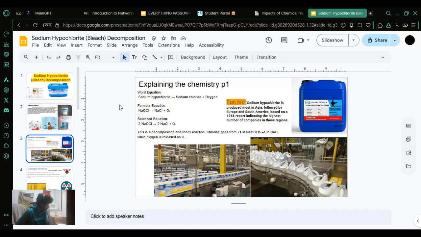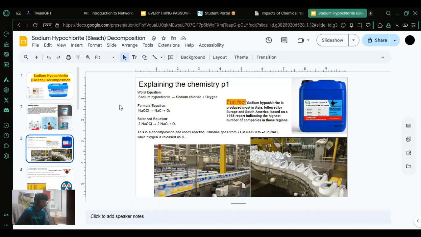In NaOCl, the oxidation states are Na plus 1, O minus 2, Cl plus 1. In NaCl, Cl is minus 1. In O2, oxygen is 0. So chlorine is reduced, plus 1 to minus 1, and oxygen is oxidized, minus 2 to 0.